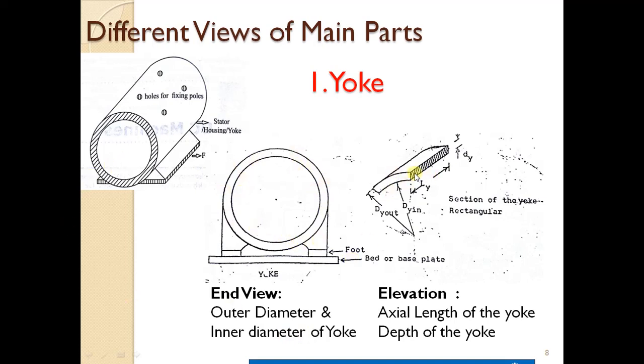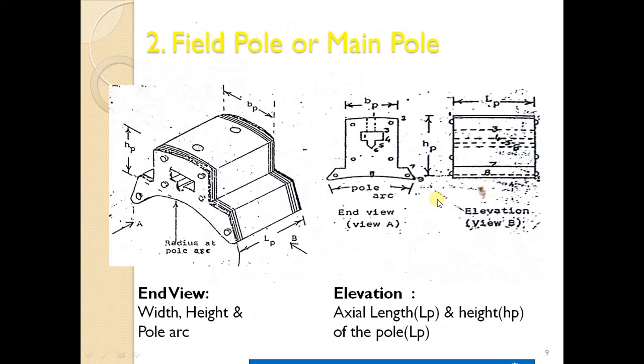Likewise, if you want to go for an elevation, you should have the axial length of the yoke and then the depth of the yoke. These two data are required in order to draw an elevation. Clear? And coming to the field poles or main poles, this is how the pole looks like. This is nothing but your pole shoe, what we can call the pole arc.